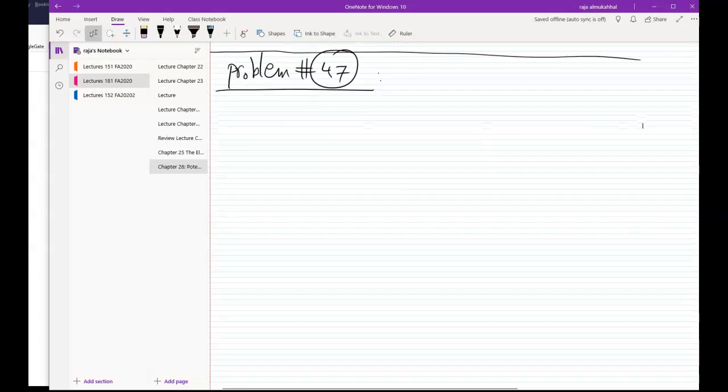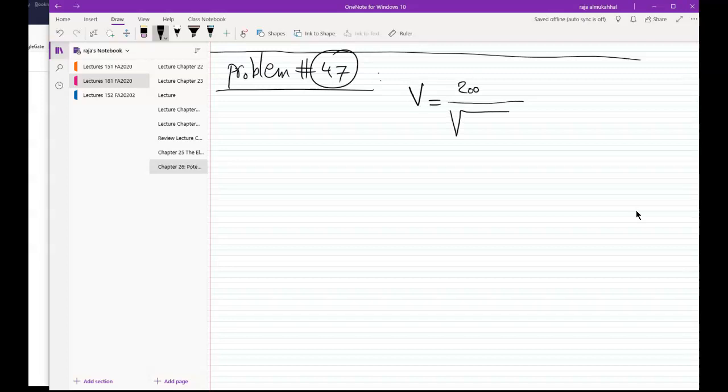Again, this is more of a math problem than anything else, really. So what we have here is that I have the potential given to me. V is equal to 200 over the square root of x squared plus y squared. Let me clean it up. I like to write it this way because I know I'm going to be taking derivatives here: x squared plus y squared to the power of half. Is that right? Okay.